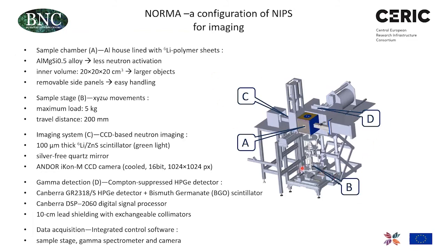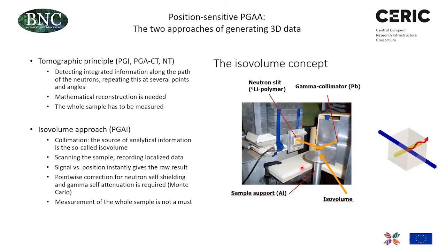This is again the sketch of the NIPS normal station, and there are practically two ways to generate spatially resolved data. One, which we most typically use, is the so-called isovolume approach, where we have a pencil beam of neutrons and a highly collimated gamma detection angle, and that defines the intersection of these two as the isovolume, the source of the analytical information.